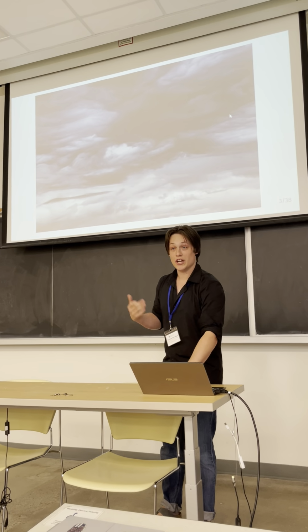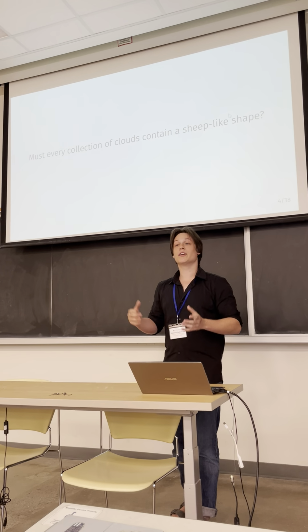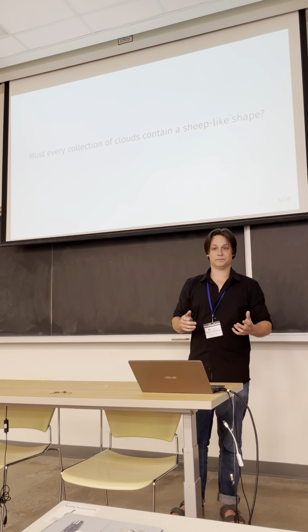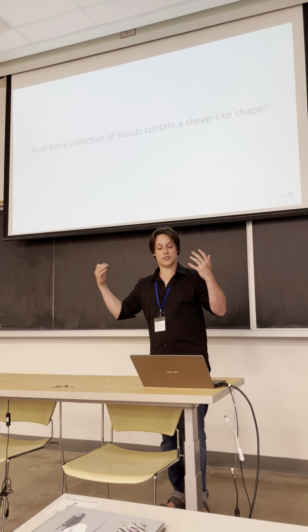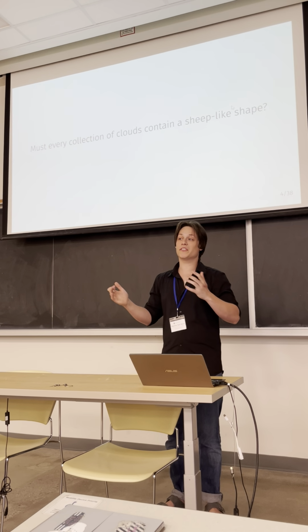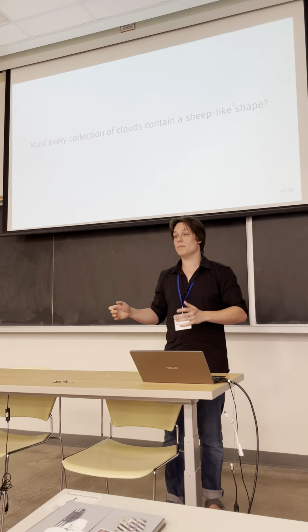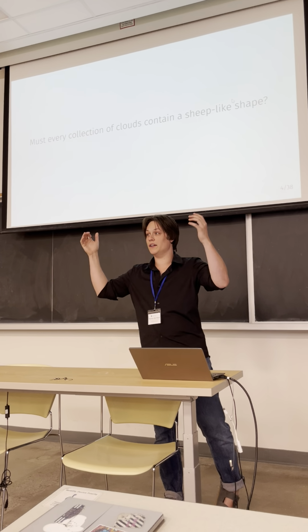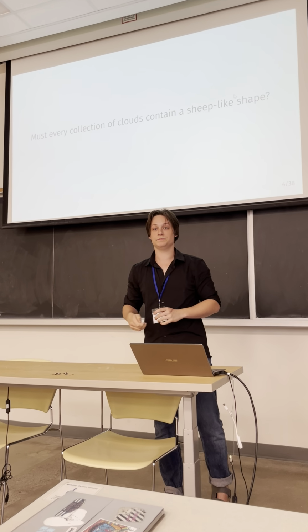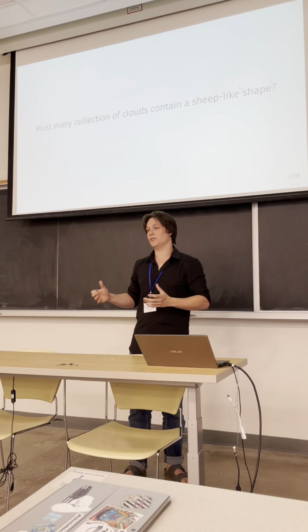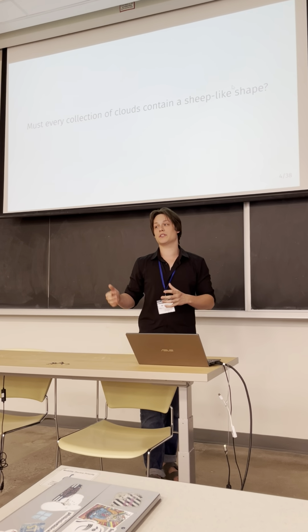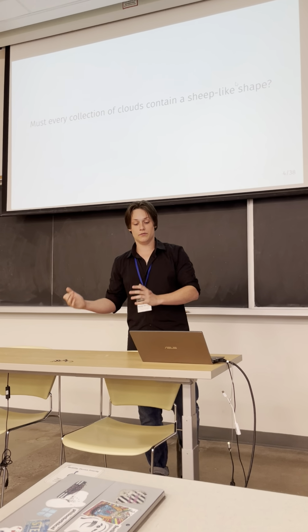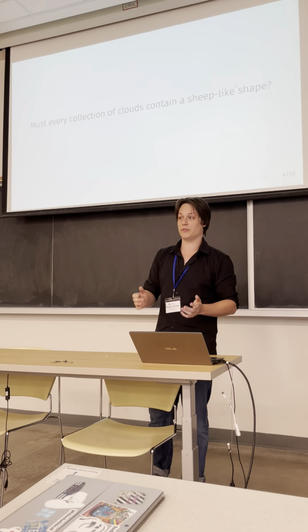Now, in general, our question is, must every collection of clouds contain a sheep-like shape? This is equivalent to saying, a sufficiently large collection of shapes or collection of clouds, must that actually contain a sheep-like shape? Must an overcast sky somewhere in there contain a sheep? Now, a sheep-like shape is hard to define. It's subjective, and if it were to be objective, it would be geometrically difficult. So we restrict ourselves to easier things than clouds and sheep.